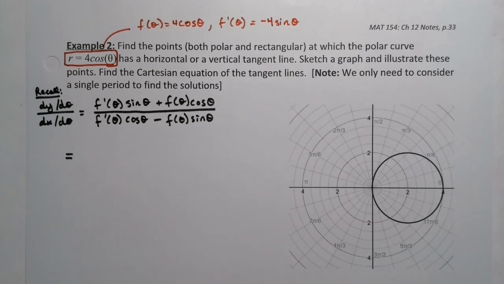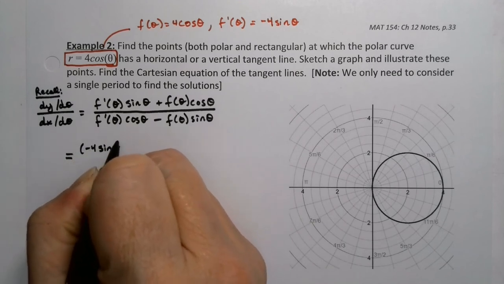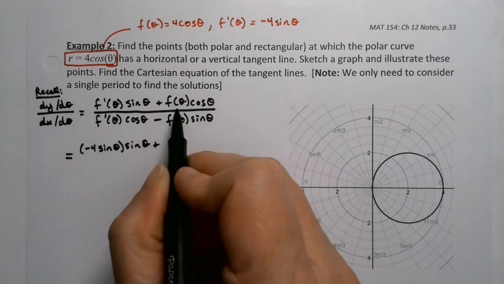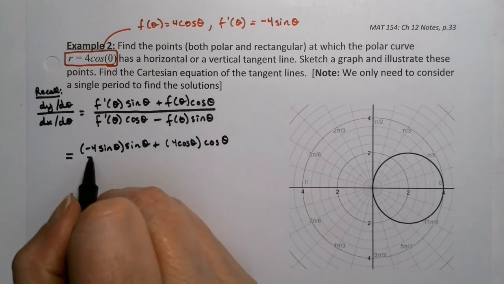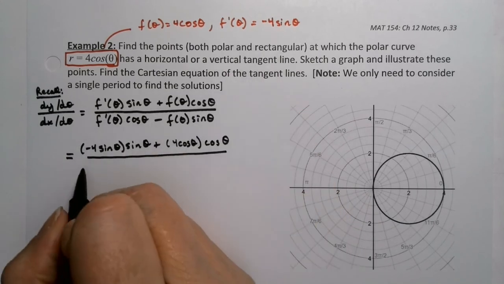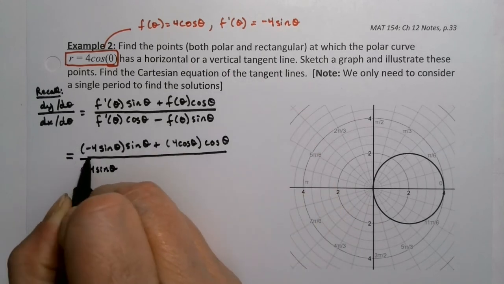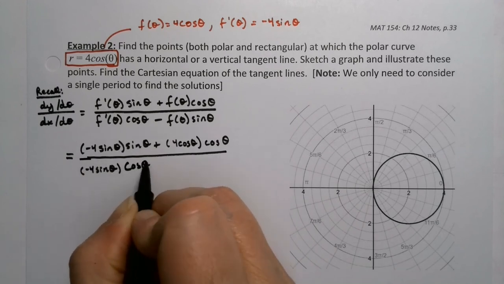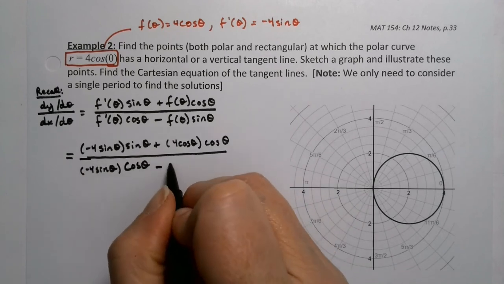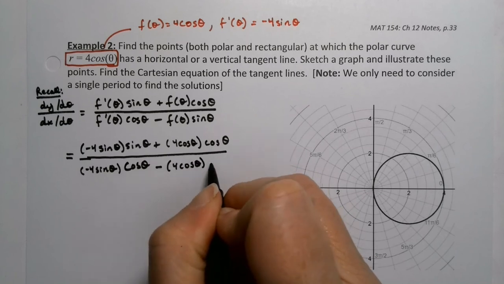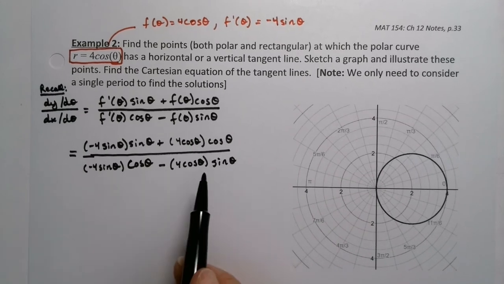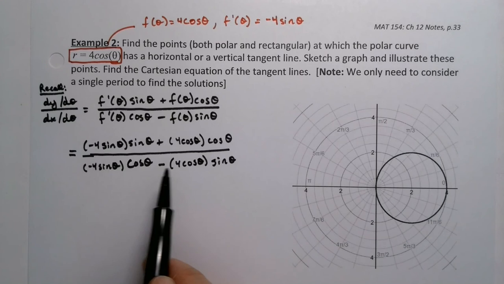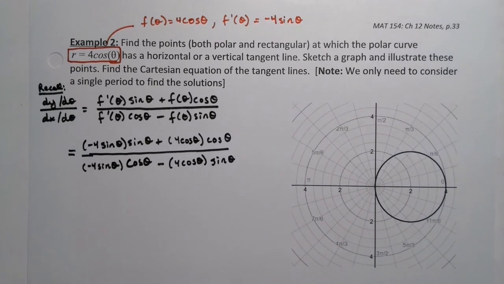So I'm going to say that this is equal to f prime, which is negative 4 sine of theta times sine of theta, plus f of theta, which is 4 cosine theta times cosine of theta, over f prime of theta again, so that's negative 4 sine of theta again, times cosine of theta, minus f of theta, which is 4 cosine theta times sine of theta. I don't need to do anything more. This is fine, right? It doesn't have to be simplified or anything, because I'm just going to be plugging things in, right? Okay, so let's think about this.